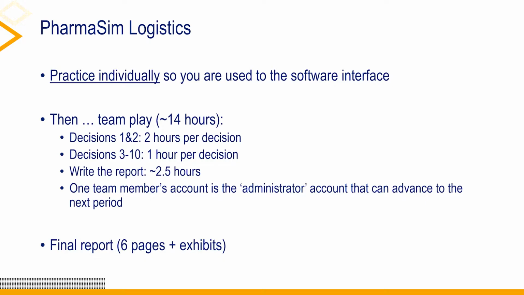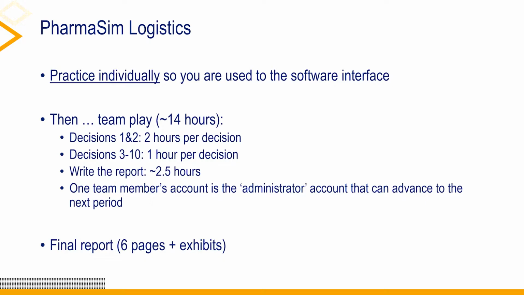Team play should take you about 14 hours in total. The recommended pace is 2 hours per decision for the first 2 decisions, then up to 1 hour per decision for each decision after that, for a total of 11 to 12 hours making decisions. After that, it should take you 2 to 3 hours to write your report, depending on how well you took notes while making decisions. During team play, one account is designated as the administrator account.